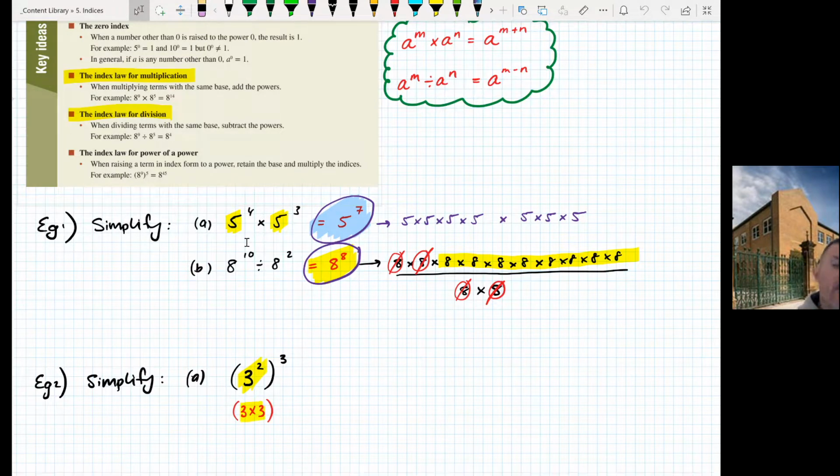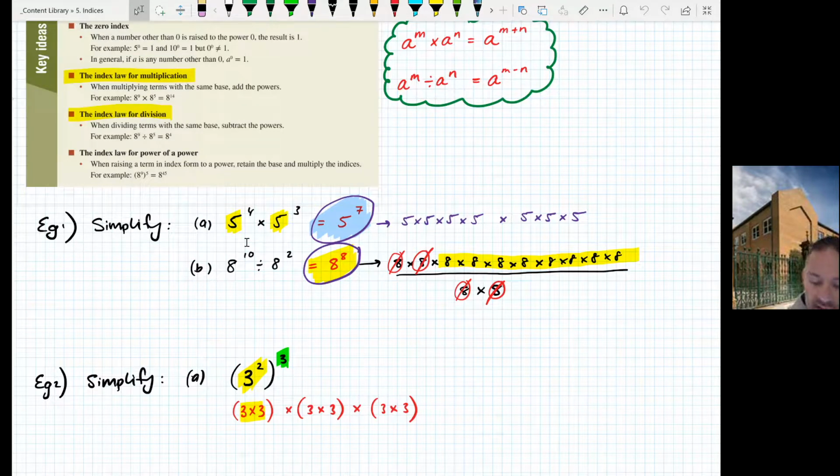Now, what does to the power of 3 mean? Well, that means whatever's inside those brackets, we are multiplying it by itself 3 times, which means I'm going to have this in total 3 times. 3 times 3, then 3 times 3, and then 3 times 3.